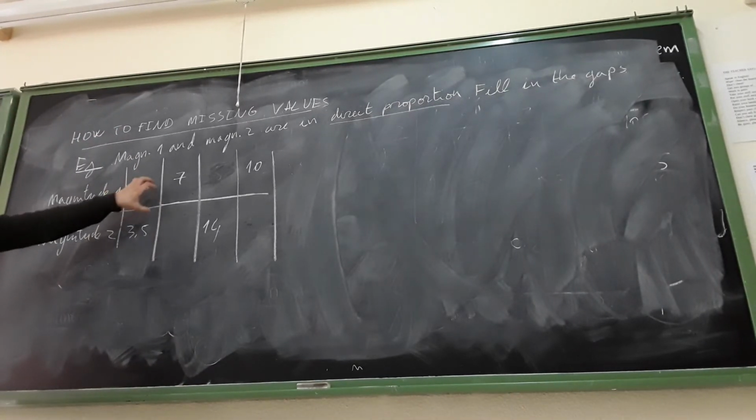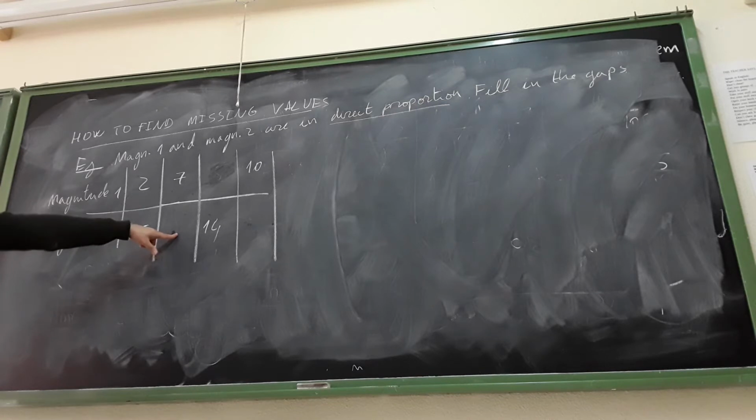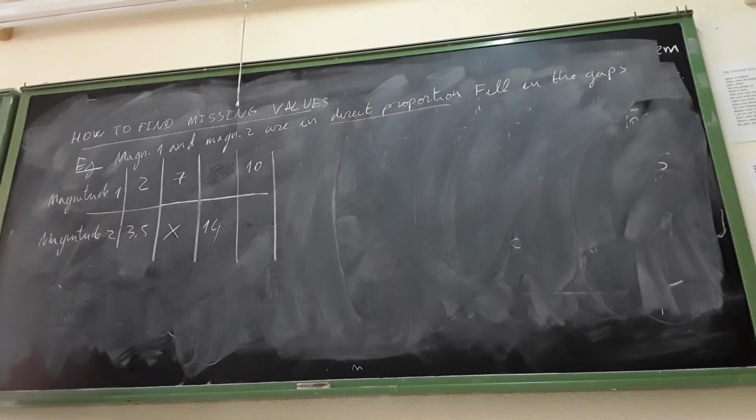Remember, we can write these numbers as fractions. Estos los podemos escribir como fracciones. Okay. First, we are going to assign letters to the gaps. Gap quiere decir hueco. In this gap, we are going to write a letter. Which letter do we usually use? X. So we are going to write letter X here. And we are going to write this as fractions.